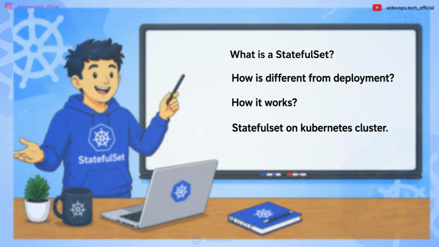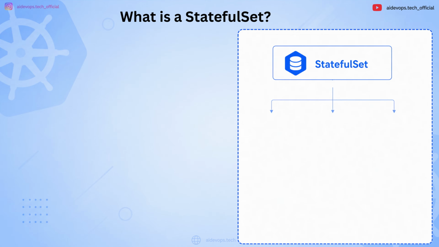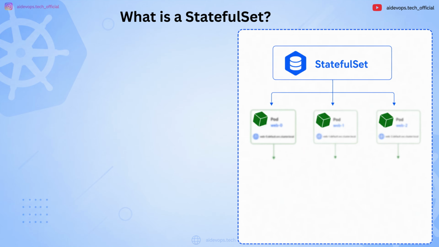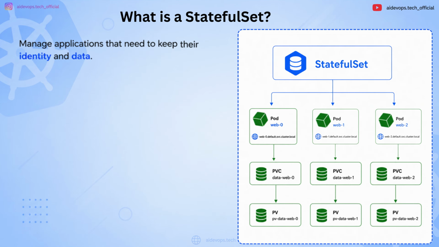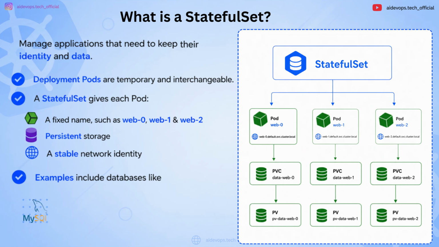So let's get started. So what is StatefulSet? A StatefulSet is the Kubernetes workload that is used to manage applications that need to keep their identity and data. Unlike a Deployment, where pods are temporary and interchangeable, a StatefulSet gives each pod a fixed name such as web-0, web-1 and web-2. It also gives you persistent storage and a stable network identity. Examples include databases like MySQL, PostgreSQL, MongoDB, and applications like Kafka and RabbitMQ.